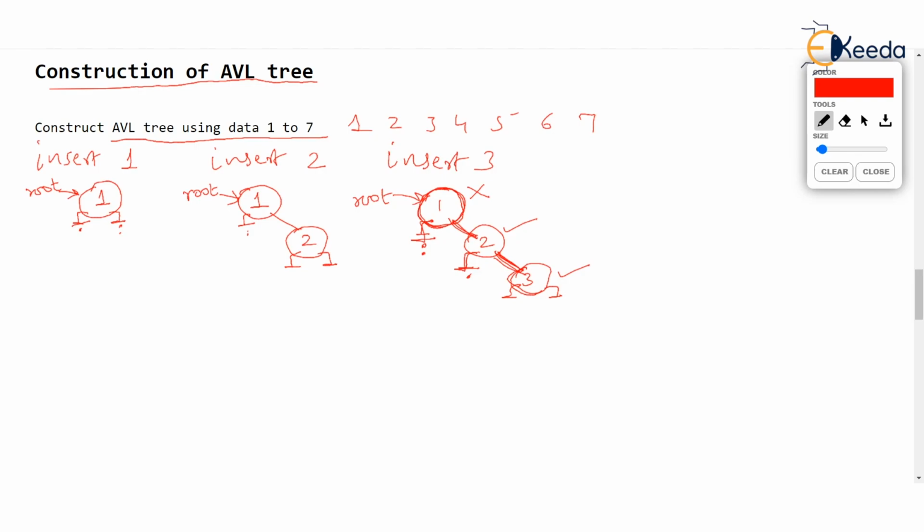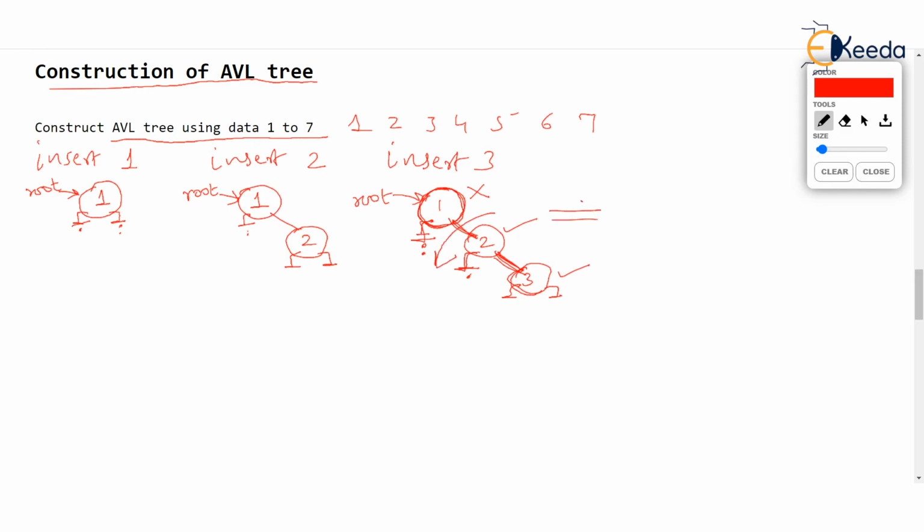So which case is this? This 1 is not balanced due to right case. Yes, it is very much visible. So how do you handle right case? To handle right case, you simply rotate the node which is not balanced. Who is not balanced here? 1 is not balanced. Simply rotate that unbalanced node 1 to the left.